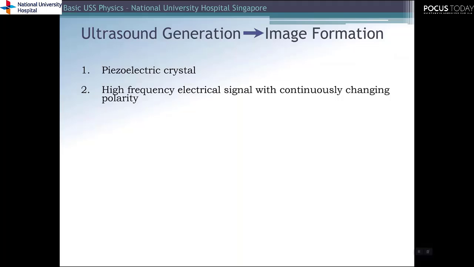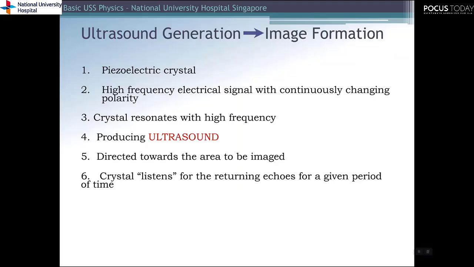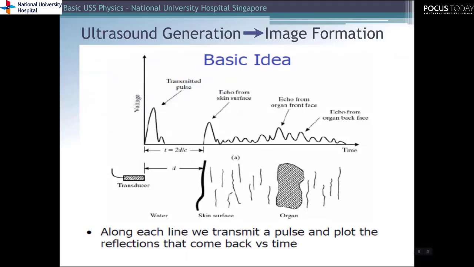To summarize, the processes involved in ultrasound generation to image formation start with the piezoelectric crystal first. A high-frequency electrical current is applied to the crystals, causing them to vibrate with high frequency. The crystals vibrating at high frequency produce ultrasound waves, which are then directed towards the tissues to be imaged. Returning ultrasound waves that are reflected by the tissues are picked up by the crystals. The crystals convert the returning echoes to electrical energy, which is then processed and interpreted to form an image on the display monitor. The diagram shows the basic principles of how ultrasound can be used to generate images of tissues.